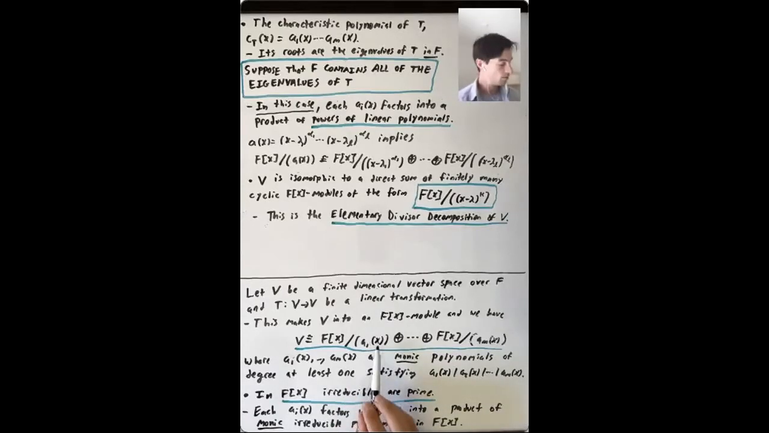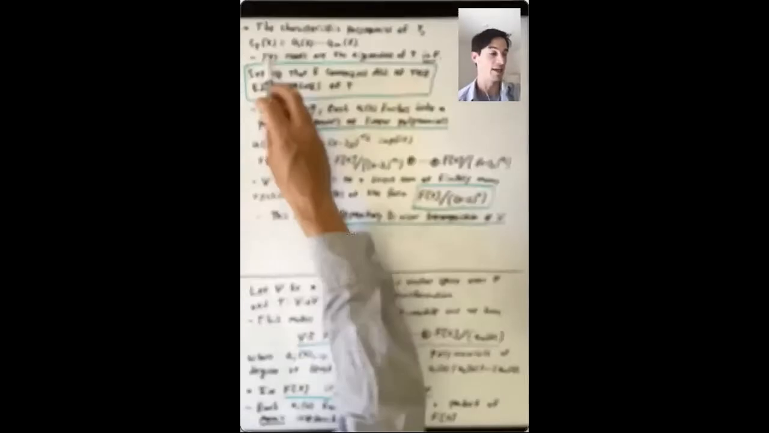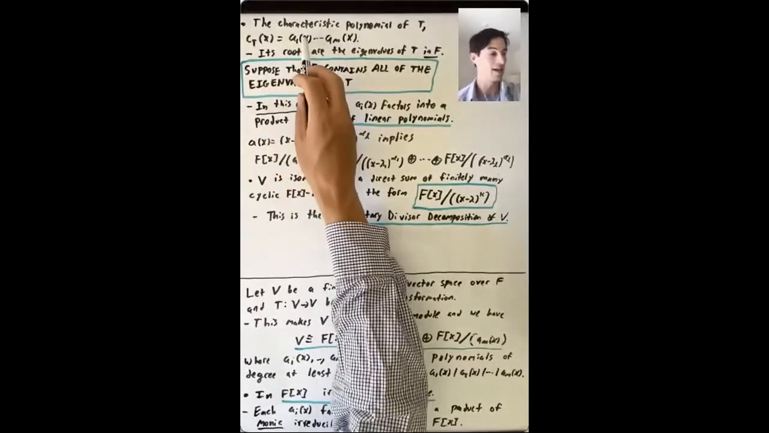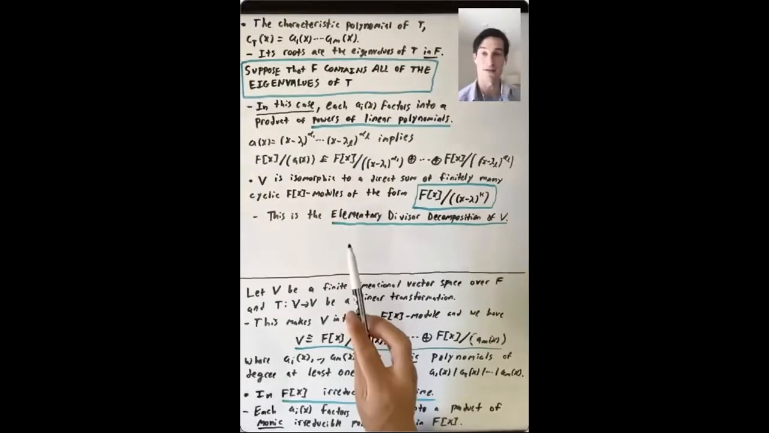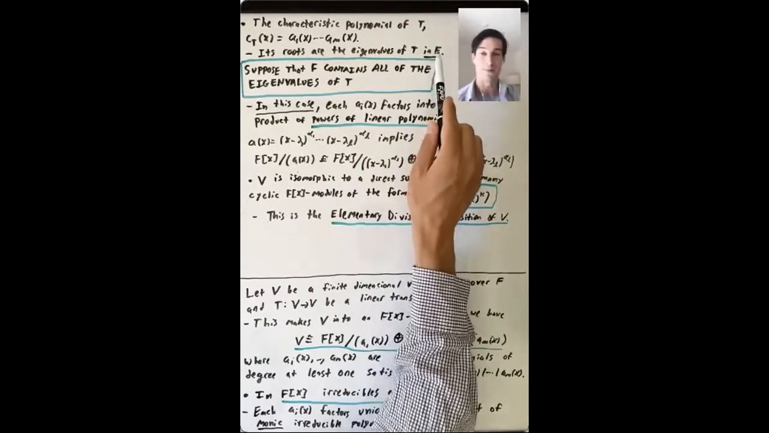So before actually factoring, let's also note that if you take the product of all of these invariant factors, that's something we know. That's the characteristic polynomial of T. So c_T(x) is the product of these irreducible factors. And what are the roots of that characteristic polynomial? Those are the eigenvalues of T that are in F.